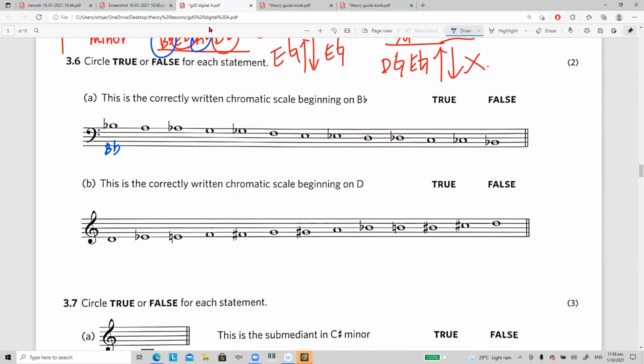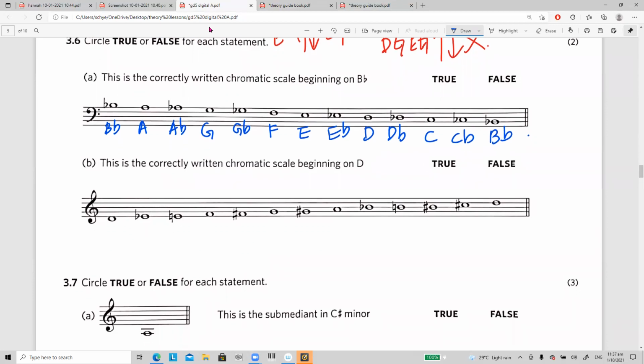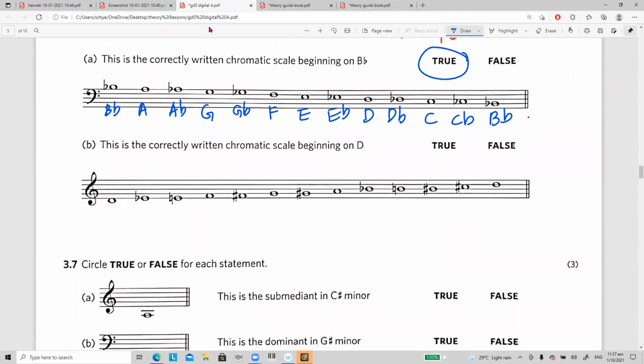So this is B flat, A flat, G flat, F, E flat, D flat, C flat, and B flat. It looks like nothing is missing on the keyboard. All the notes are moving in chromatic semitones, so this is true. By writing the letter name, you can see that this is the correct answer.